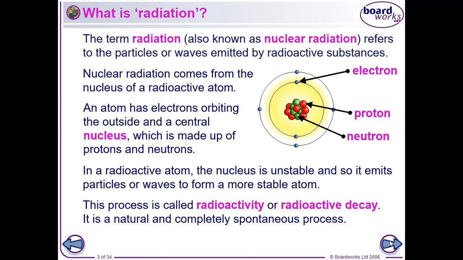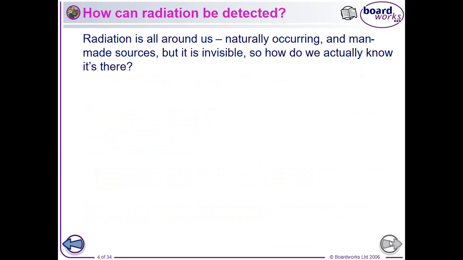And this is completely natural and spontaneous, which means we can't affect when it's going to happen. Spontaneous is random. We don't know exactly when it's going to happen. The only thing we can do is a little bit like betting on the horses or the football matches. The only thing we can do is calculate the probabilities of something decaying, giving out radiation, but we can't control when it actually happens. Now, radiation is all around us.